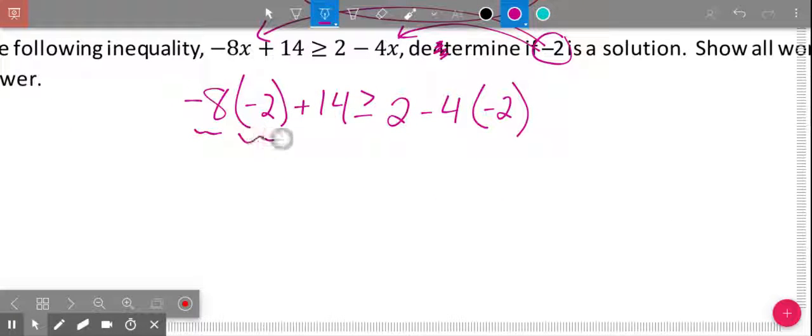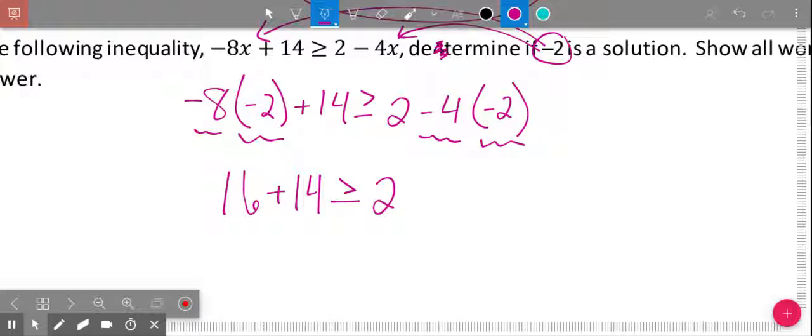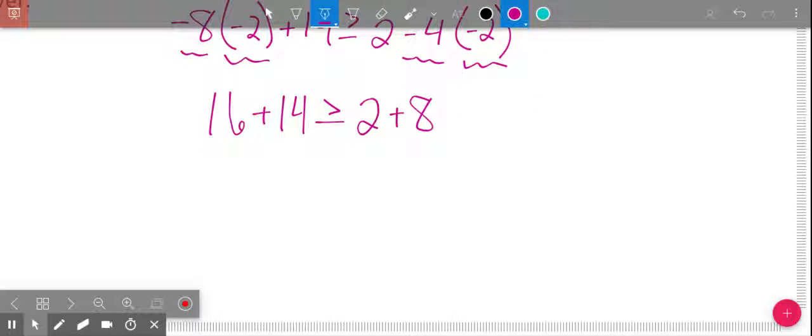Negative 8 times the negative 2 gives me positive 16 plus 14. Remember, you can put all of that into your calculator. Is greater than or equal to 2. Negative 4 times the negative 2 gives me plus 8. I'm going to keep simplifying. So I'll get 16 plus 14 gives me 30, is greater than or equal to 2 plus 8 gives me 10.